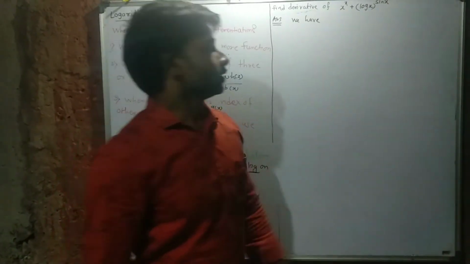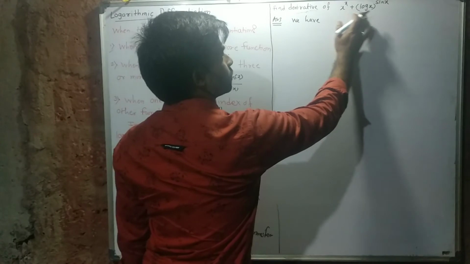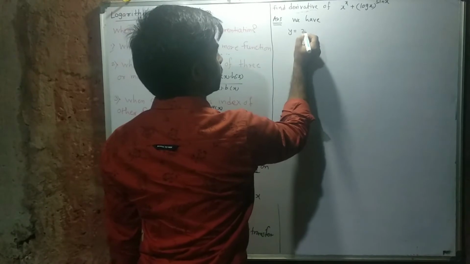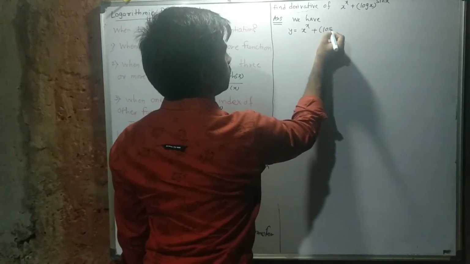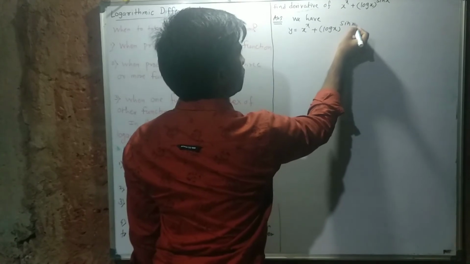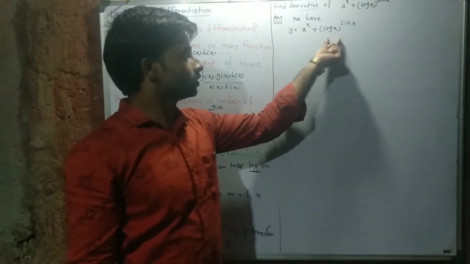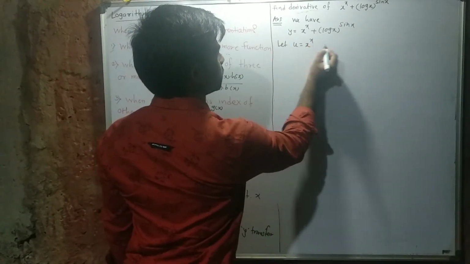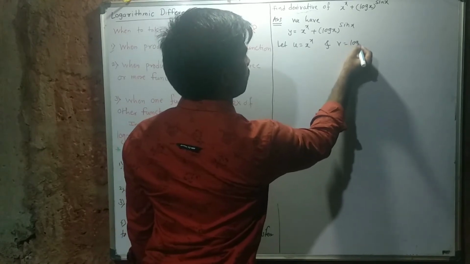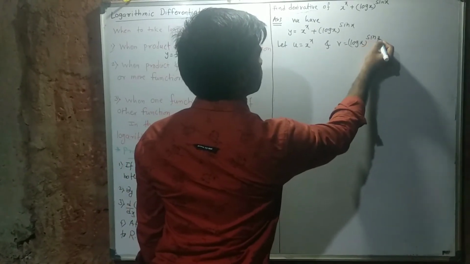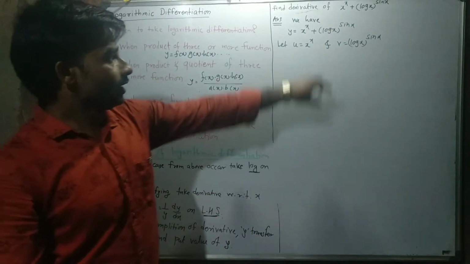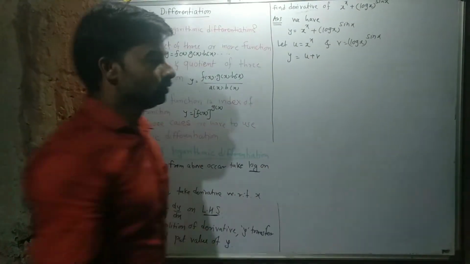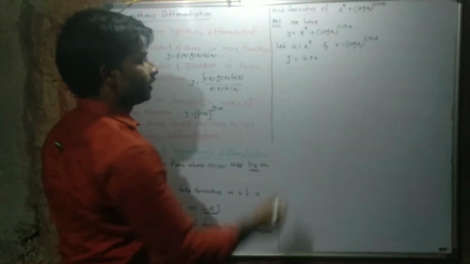Now we are going with the next example, derivative of x raised to x plus log x raised to sin x. First of all, you have to consider y is equal to x raised to x plus log x raised to sin x. That means here once again two functions are there. Let us consider u is equal to x raised to x and v is equal to log x raised to sin x, and by using this consideration we will get y is equal to u plus v.